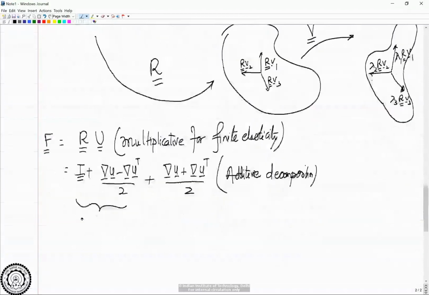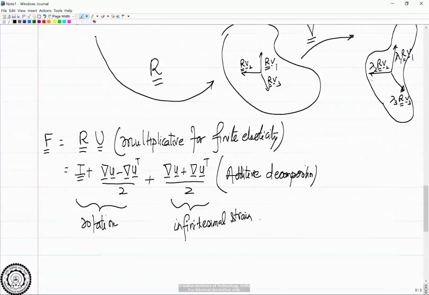Where this part corresponds to rotation, and this part is your small strain, right? So it's also called the infinitesimal strain tensor. Okay, and this is the analog of this big R over here, and this is the analog of this U over here.